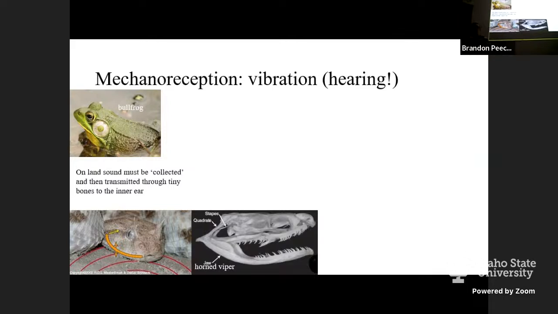So they have a piece of the back of their skull that they're using. Frogs have an external part of their skull that they're using to catch sound and then transmit it. Snakes use their lower jaw and then transmit it into their inner ear.